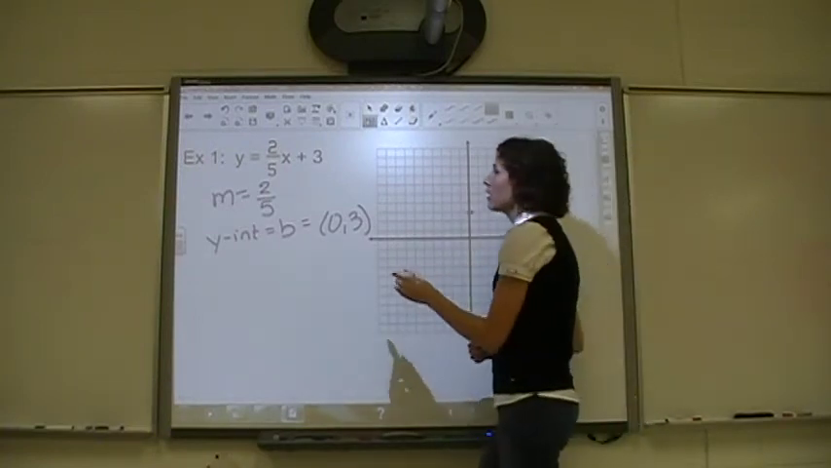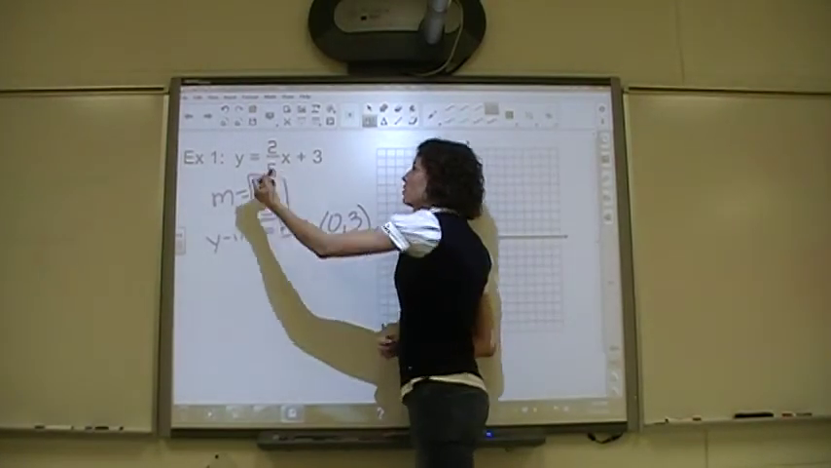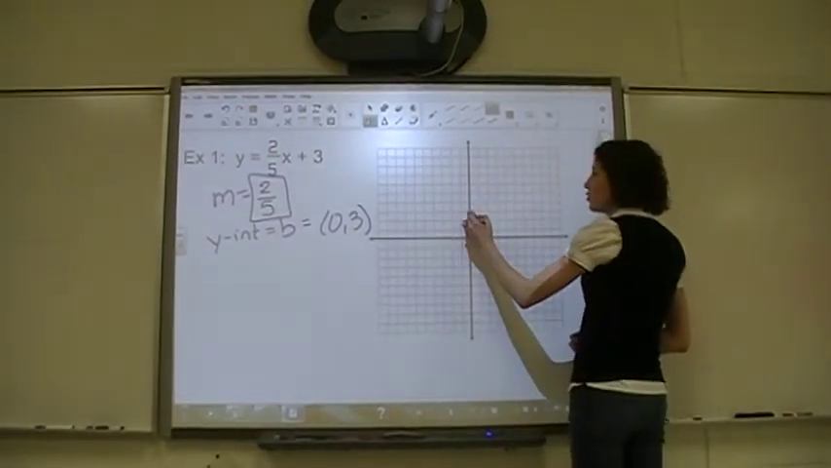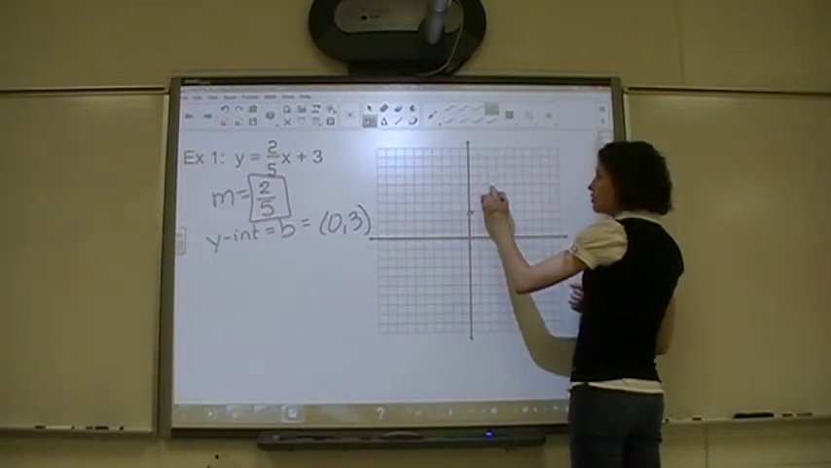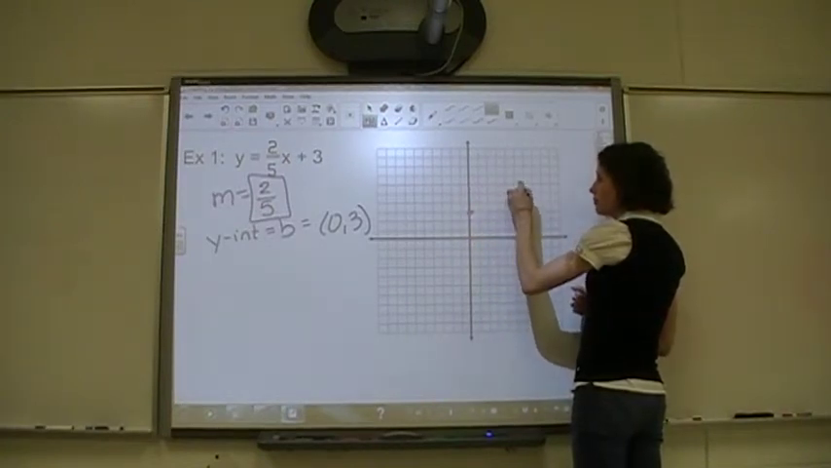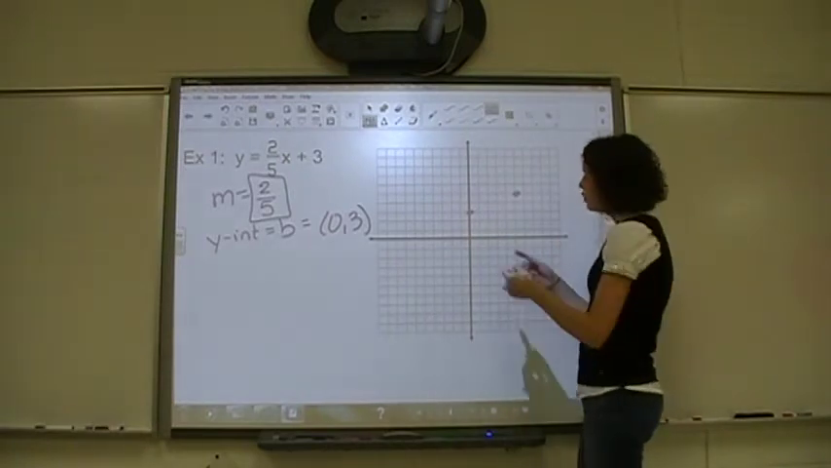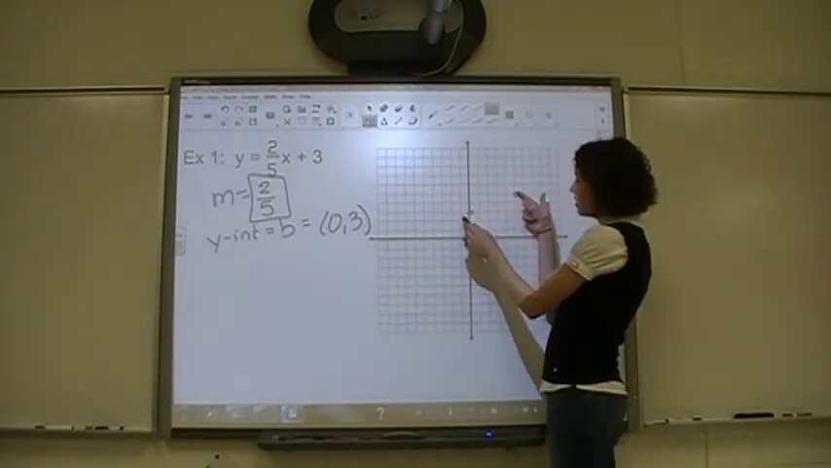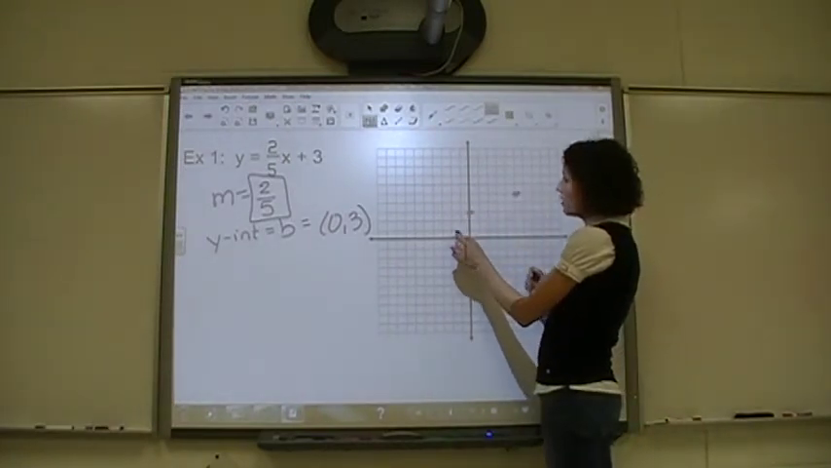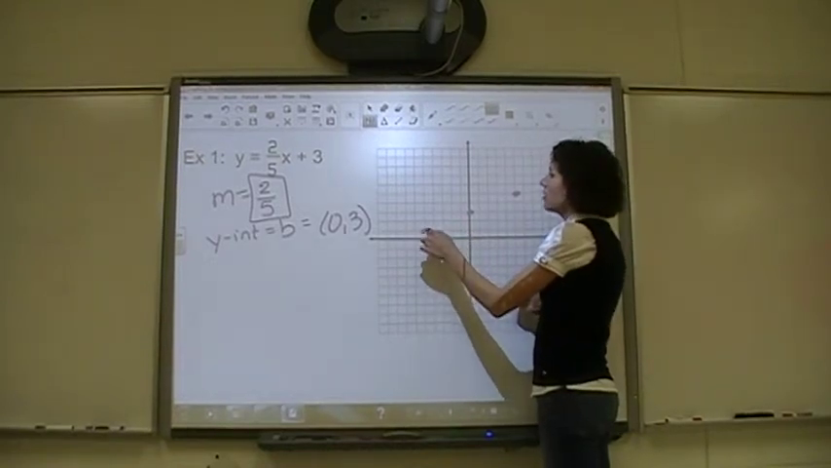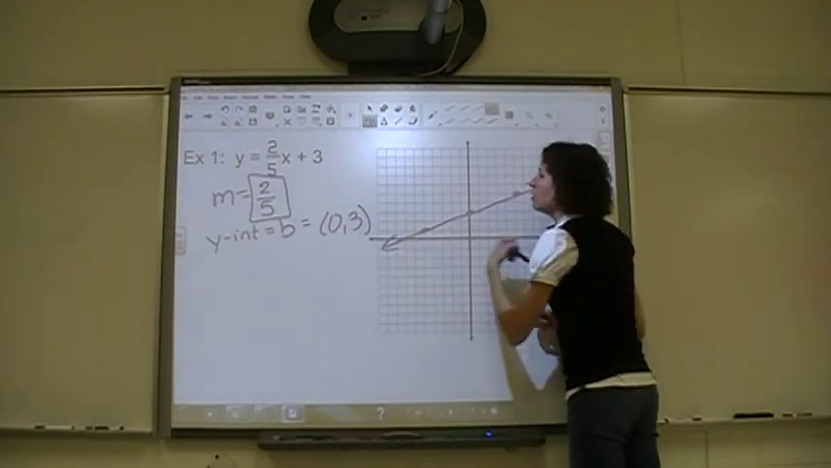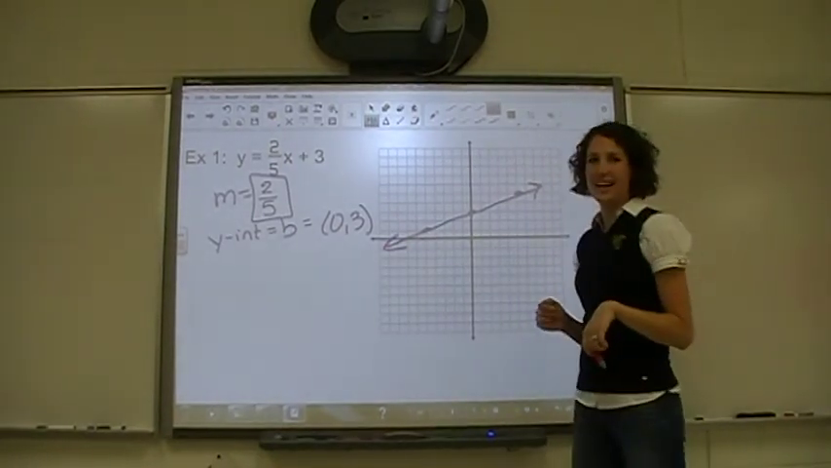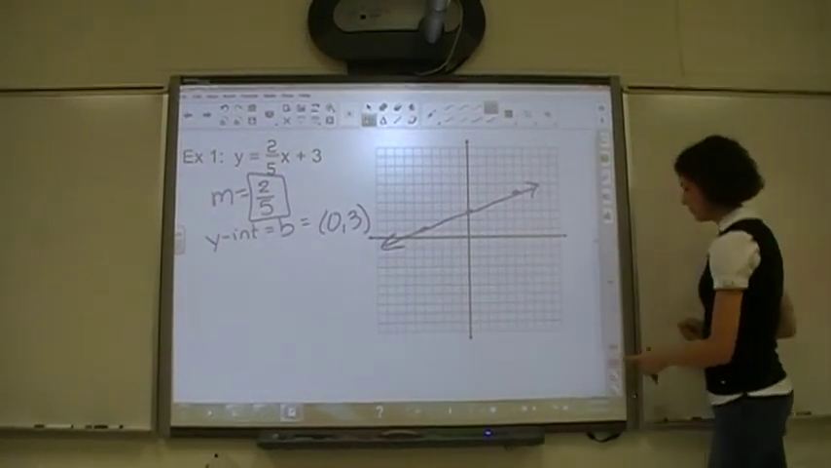Then from there, you use your slope to find the other point. So you go up 2, and always run to the right 1, 2, 3, 4, 5. So there's that point. If you have one point here, you could also go down 2 and then go left 1, 2, 3, 4, 5. So that's how you can get 3 points from that equation, and there is your line. Let's try one more example.